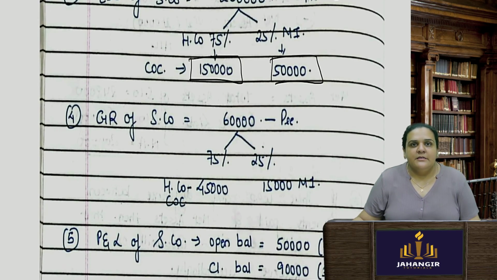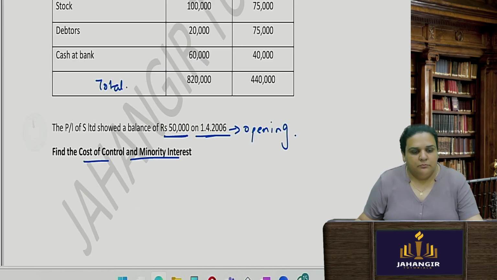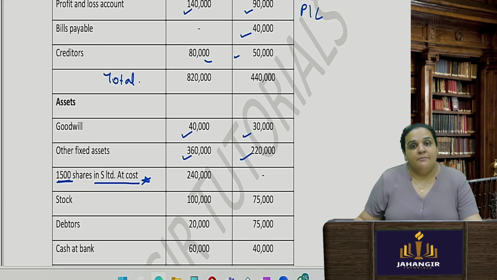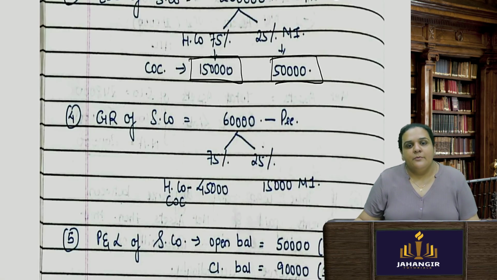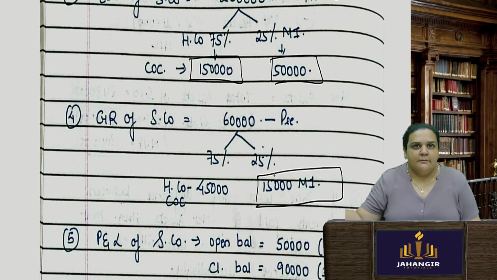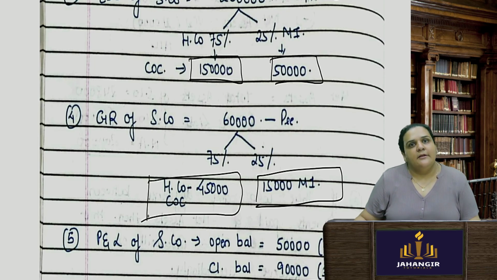General reserve is always pre, I have told you, unless anything else is given. But here they have given the date also. General reserve on 1st April 2006, 60,000, pre. Divide that between the holding and minority, 75% and 25%. Minority interest share we will take in minority. And the holding company share, which is 45,000, we will take for cost of control calculation.